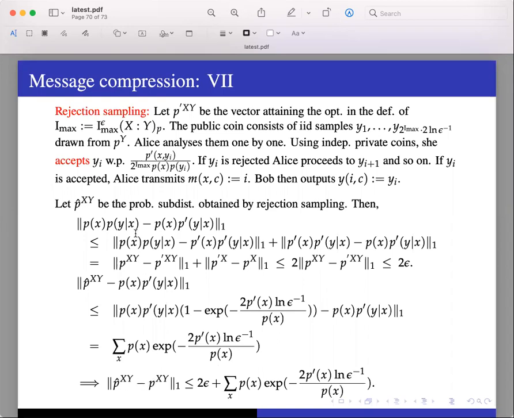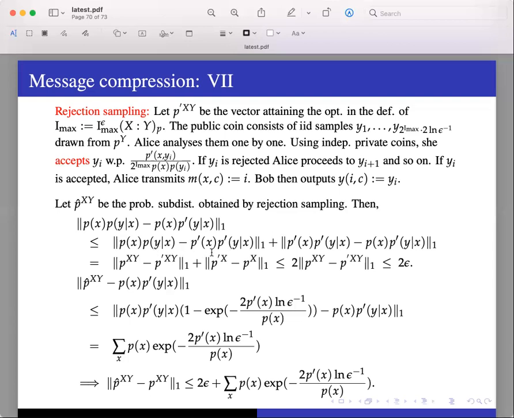So I'll prove it in two steps. First, I will look at the L1 distance between these two probability distributions. So this is the good old probability distribution P. Okay, and this is a modified probability distribution where the X is chosen according to the marginal and Y is chosen according to P prime conditioned on X. Okay, so I apply a triangle inequality like this. So this is the full distribution P prime and so on.